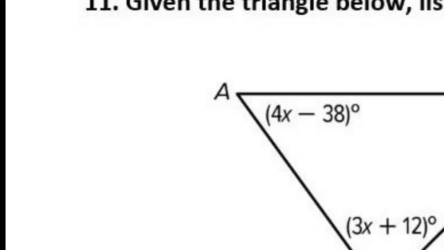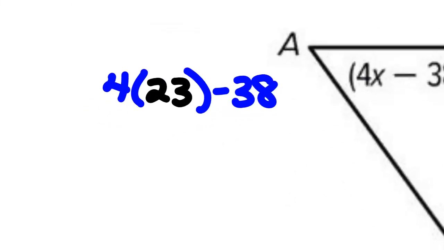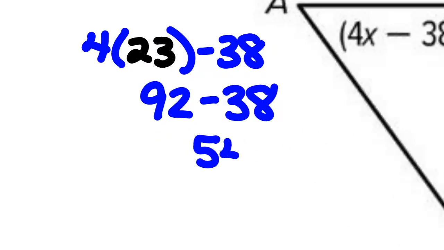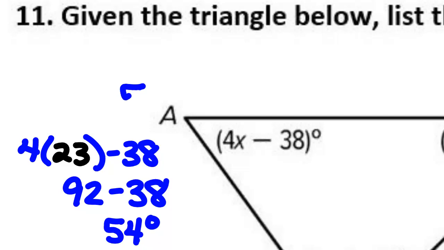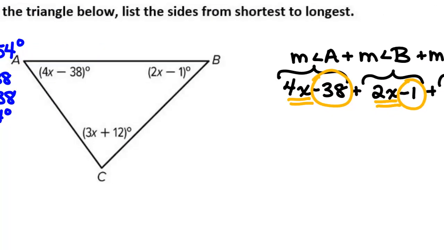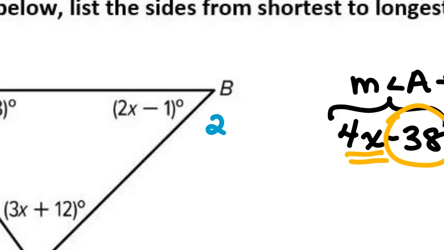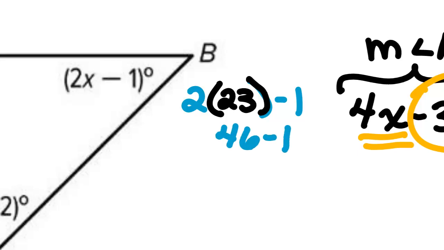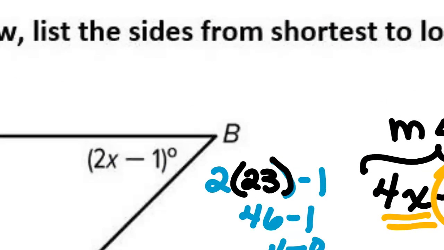So up here for angle A, I have 4 times 23 minus 38. What is 4 times 23? 92 minus 38 is how much? 54. So this angle up here is 54 degrees. Angle B, 2 times 23 minus 1. What is 2 times 23? 46 minus 1. So this is a 45-degree angle.